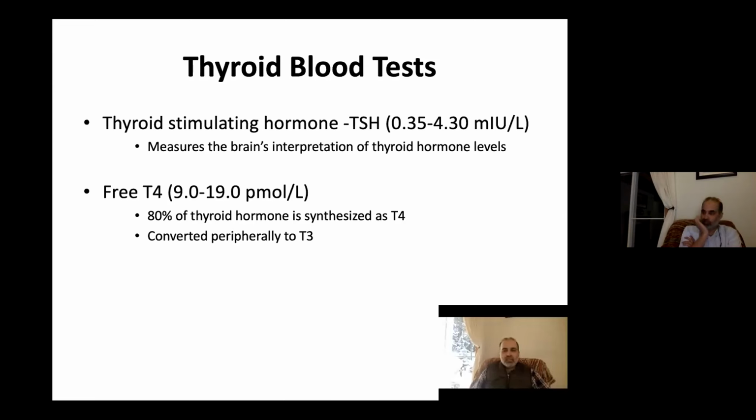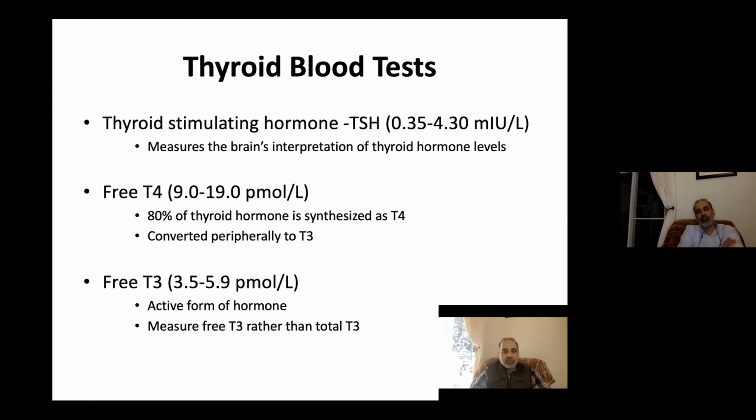The second test is T4. In our lab, the reference range is between 9 to 19 picomole per liter, but I'm sure, depending upon what units you're using in whatever country you're practicing, these numbers can be different. And as said earlier, 80% of the thyroid hormone is synthesized as T4, and then part of that gets converted to T3. T3 in our lab is measured in picomole and is 3.5 to 5.9.